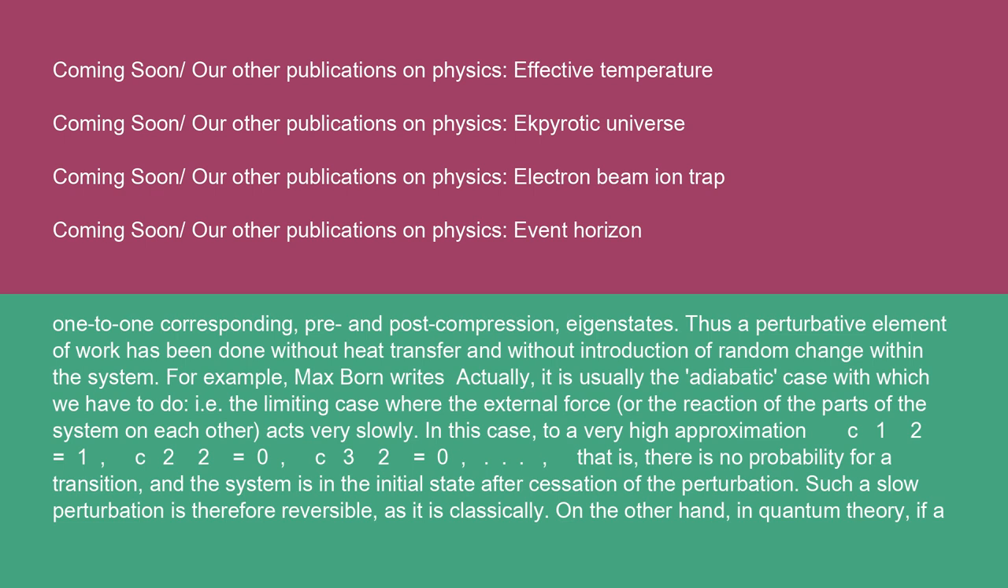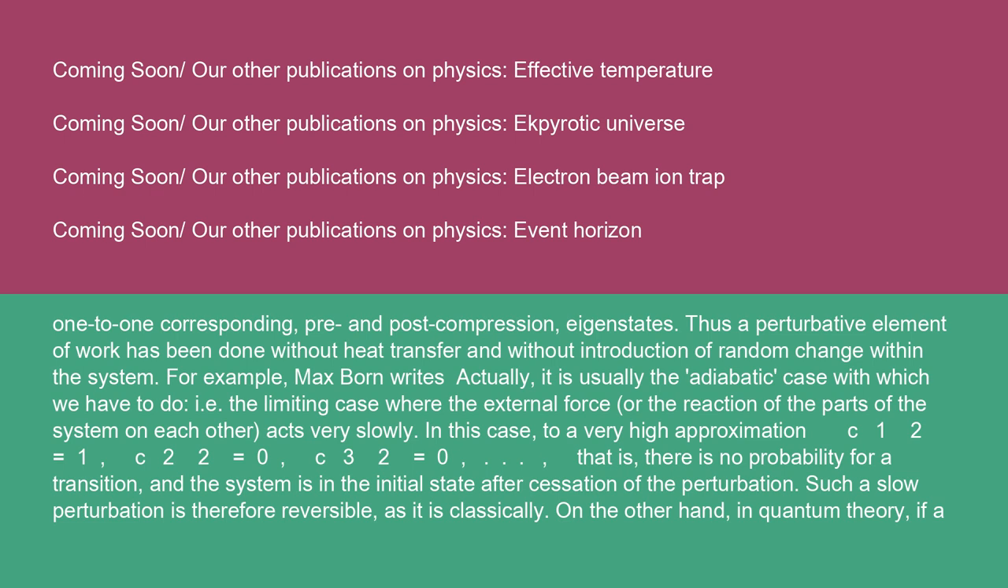For example, Max Born writes, "Actually, it is usually the adiabatic case with which we have to do, i.e. the limiting case where the external force, or the reaction of the parts of the system on each other, acts very slowly. In this case, to a very high approximation, C12 equals 1, C22 equals 0, C32 equals 0. That is, there is no probability for a transition, and the system is in the initial state after cessation of the perturbation. Such a slow perturbation is therefore reversible, as it is classically."